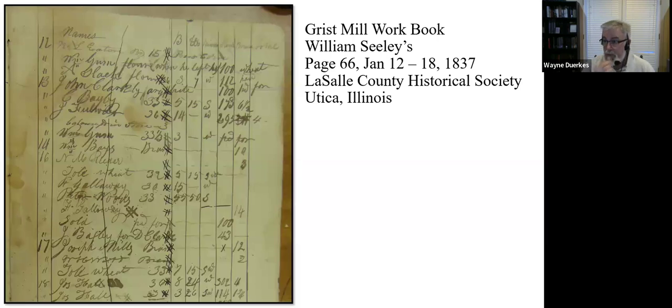Now, the next book, Grist Mill Workbook. These are really exciting. This is William Seeley's. We looked at a page of his day book earlier. And this is the transactions that occurred at his grist mill.